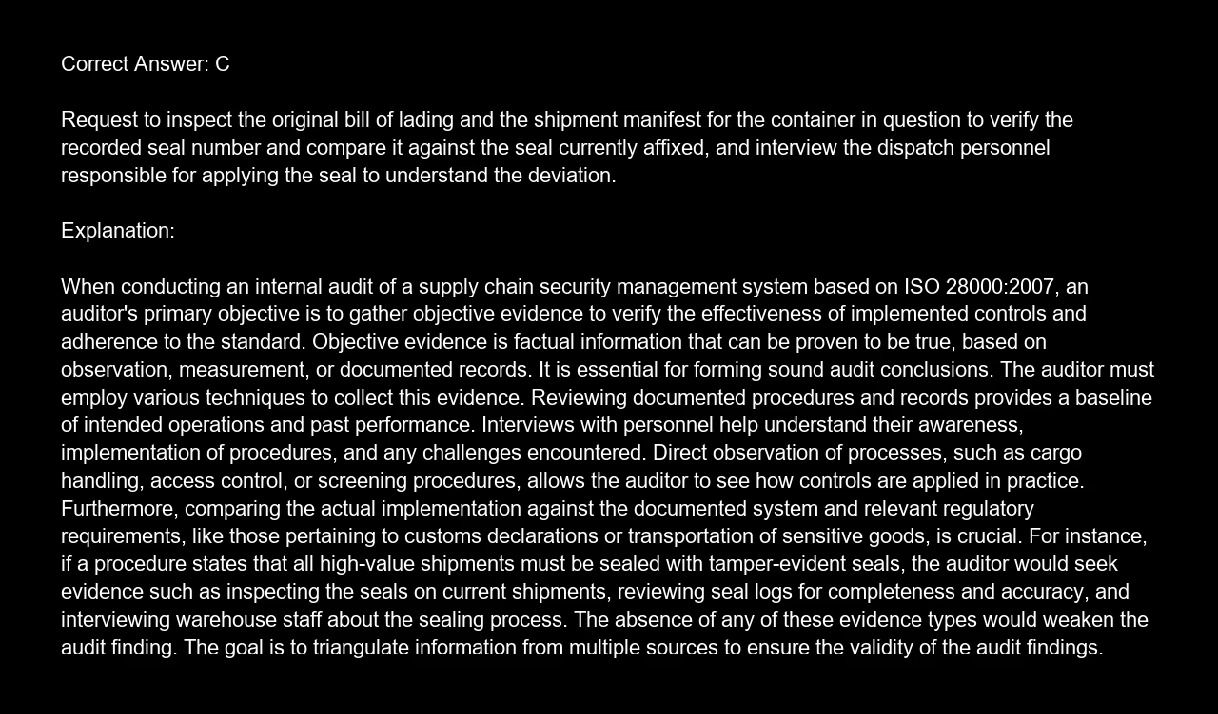For instance, if a procedure states that all high-value shipments must be sealed with tamper-evident seals, the auditor would seek evidence such as inspecting the seals on current shipments, reviewing seal logs for completeness and accuracy, and interviewing warehouse staff about the sealing process. The absence of any of these evidence types would weaken the audit finding. The goal is to triangulate information from multiple sources to ensure the validity of the audit findings.